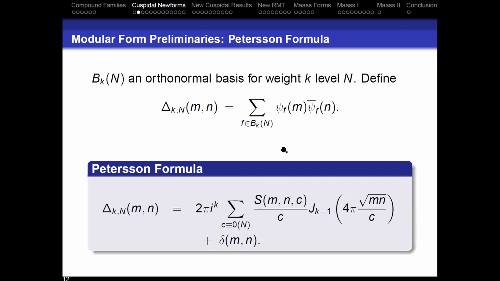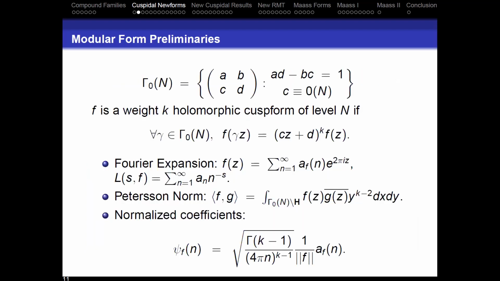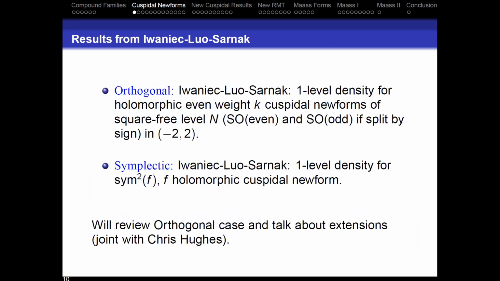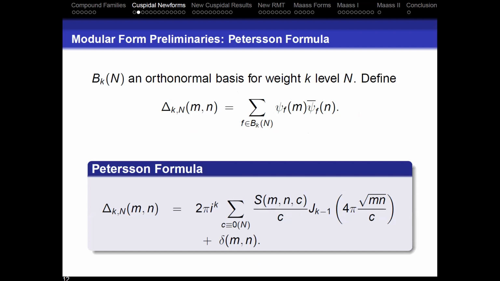Well, that kind of makes sense. If m equals n, these two numbers are complex conjugates, so it's just the length of that. And it's not surprising that I've defined this so it's going to normalize to 1. And then we have this massive term over here, which involves a Bessel function, which we'll talk about shortly, and a Kloosterman sum.